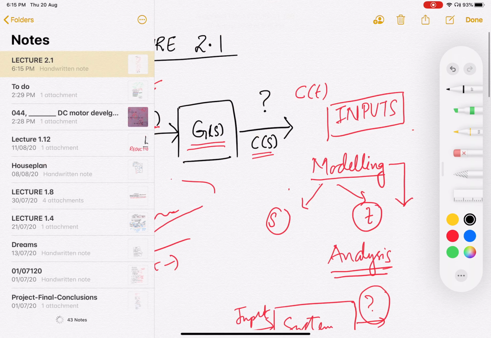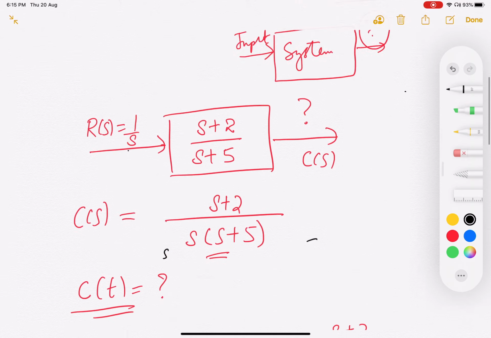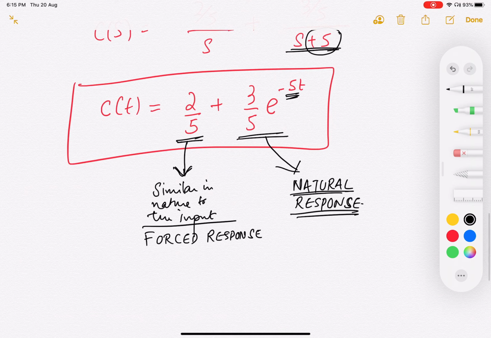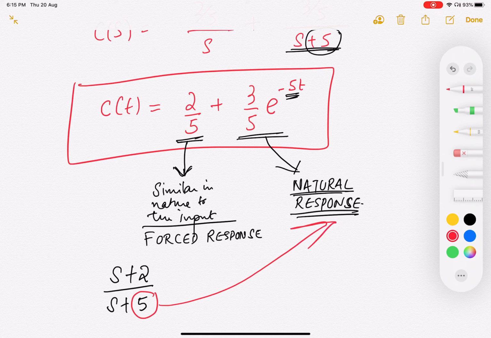This 5 plays an important role in determining the response for the system. So this system, which has a transfer function equal to S plus 2 divided by S plus 5, right? This 5 plays an important role in determining the natural response for the system, and this 2 actually determines the amplitude of the forced response and the amplitude of the natural response.